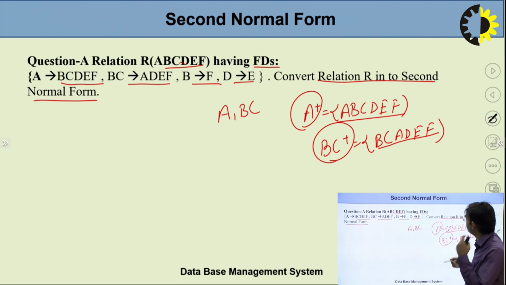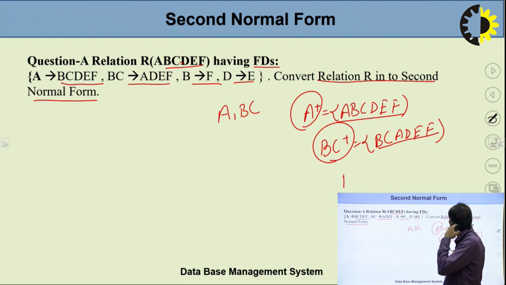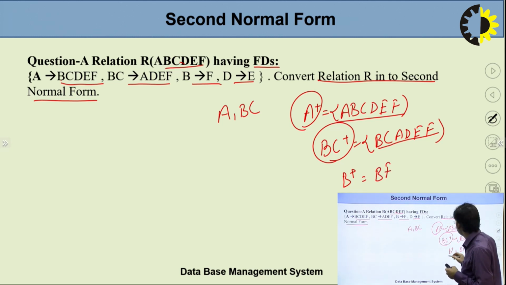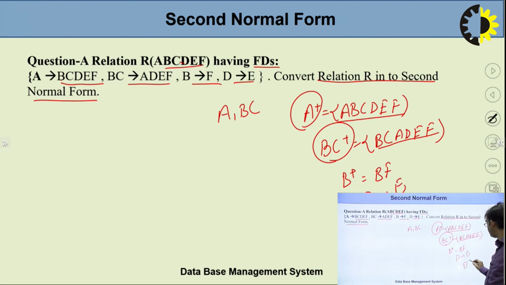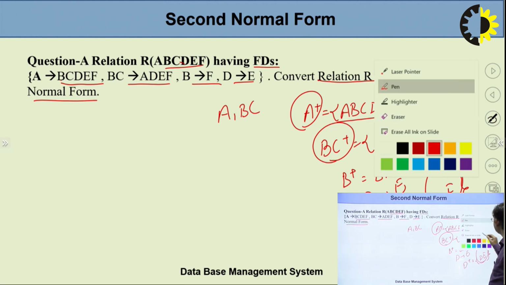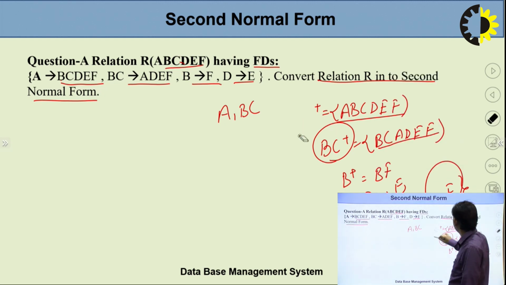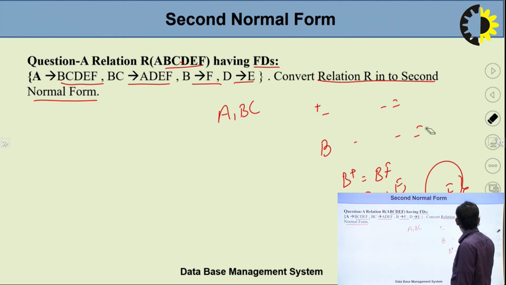Now we have to check for this one. B tends to F. If we take closure of B, it will give B and F. That's why it is not giving all the attributes, so it will not be a candidate key. Now D tends to E. If we take closure of D, it will give D and E, which is not all the attributes of the relation. That's why it is not a candidate key. There are two candidate keys, that is A and BC. This is the first step.